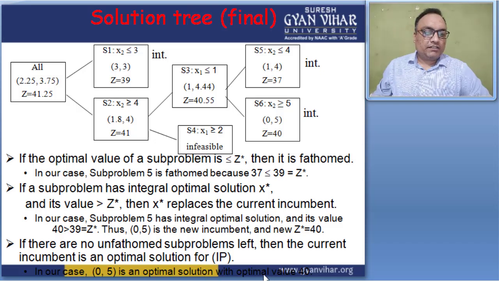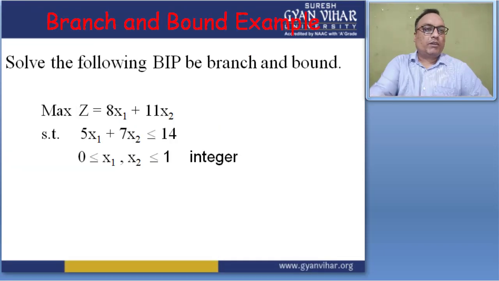So the result for this case is 40, right? This is the second problem of branch and bound example, and you can solve this integer programming problem with the branch and bound method. Here the maximum function is z equal to 8x1 plus 11x2, such that 5x1 plus 7x2 is less than or equal to 14. These are the two types of constraints.